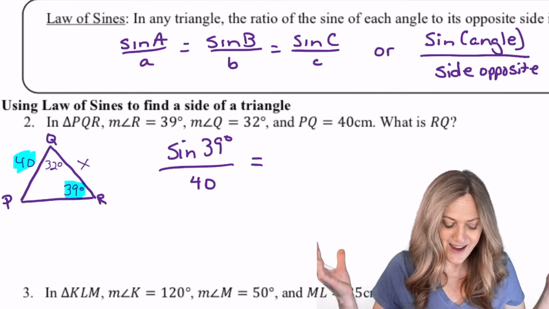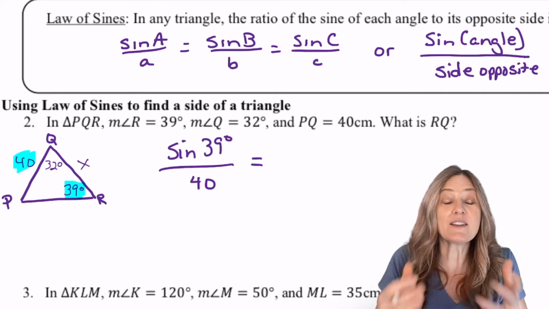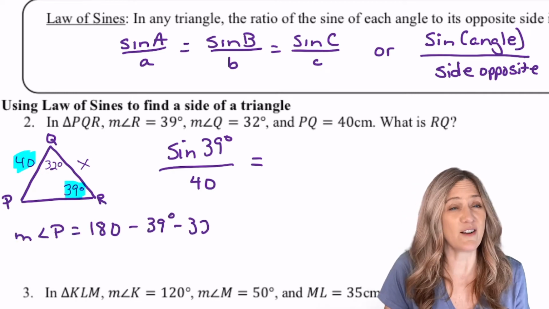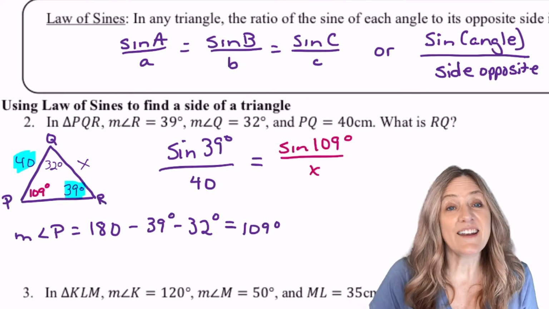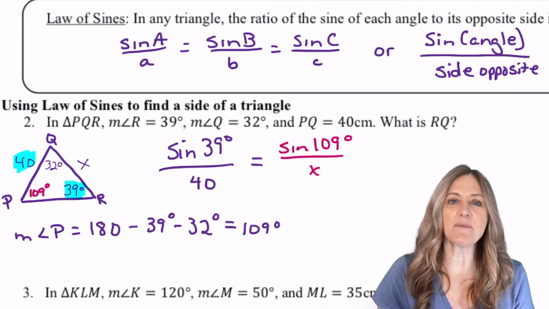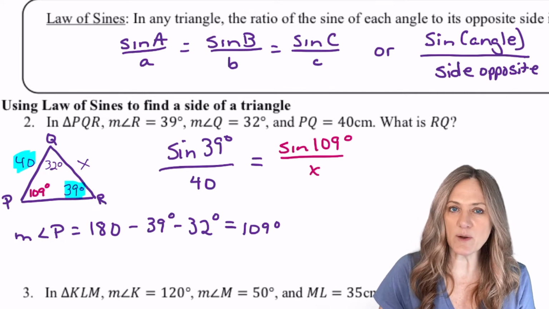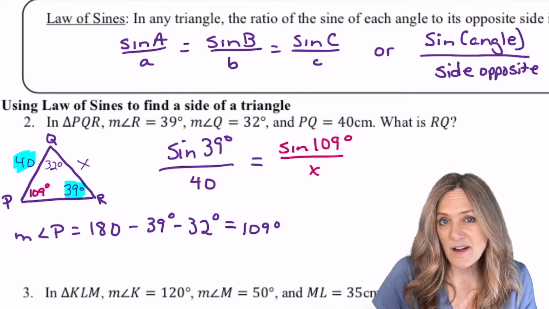But wait a second, I don't know angle P. Well, yes, we kind of do, because if you remember, the angles of a triangle always add up to 180, so I can find that third angle P. Now that I know that the measure of angle P is 109 degrees, I can set up my second fraction, sine of 109, divided by the unknown side, x. Now let's solve that proportion.